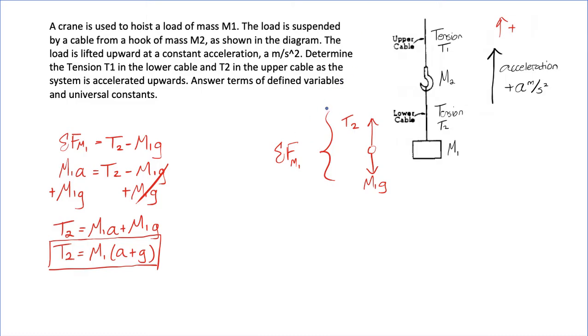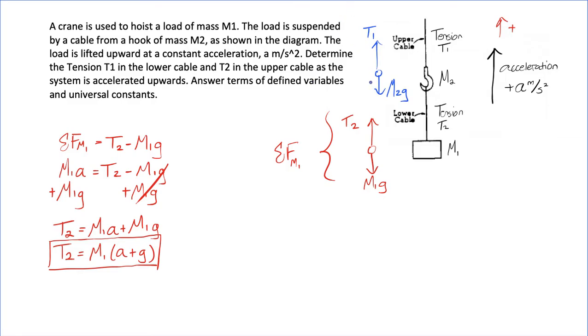But now we need to talk about T1, which we haven't even mentioned at all yet. We'll have to talk about a free body diagram operating on the object that actually is connected to this upper cable. Let's use another color to do that. If I talk about M2, then clearly I have T1 pulling me up. I also have M2G, the force of gravity on mass 2.